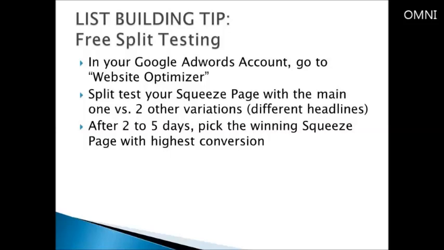In your Google AdWords account, there is this tab called Website Optimizer. Click on it and you will be brought to a special page where you can set up your campaigns and start split testing your squeeze page. So use your squeeze page and create another 2 copies of it. The only difference is that they have different headlines. So what you are going to do is split test your main squeeze page against 2 other variations which are similar in all ways with the exception of the headline.